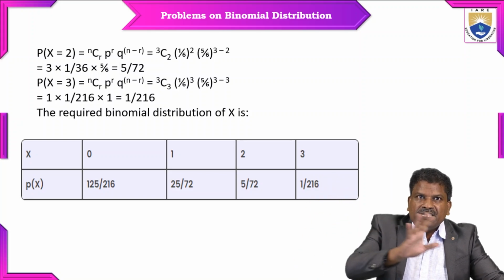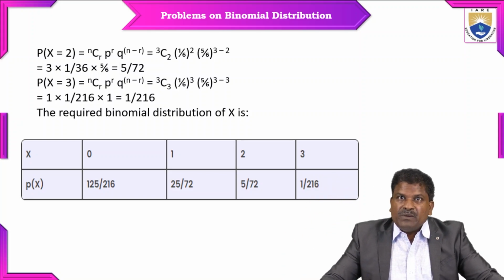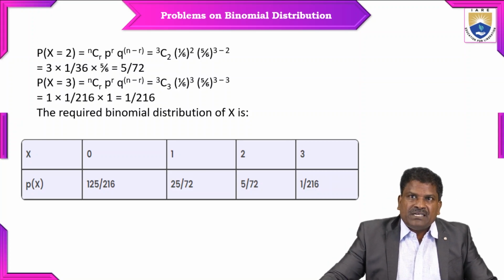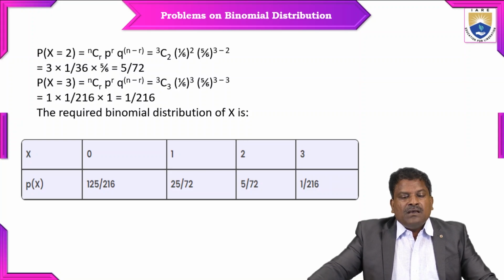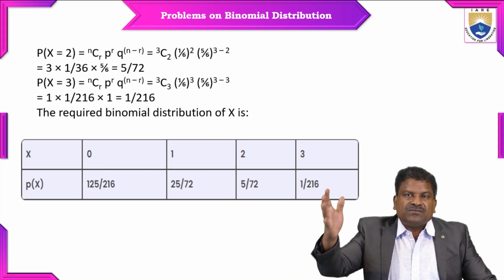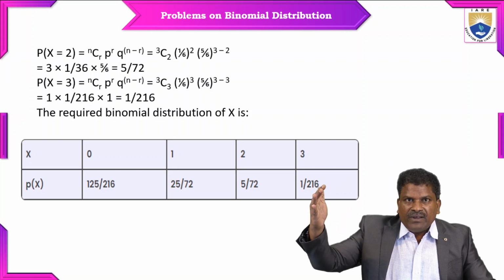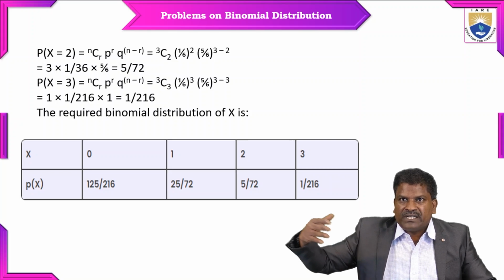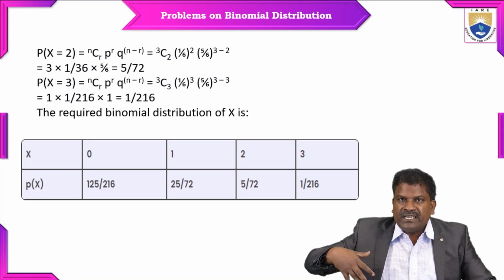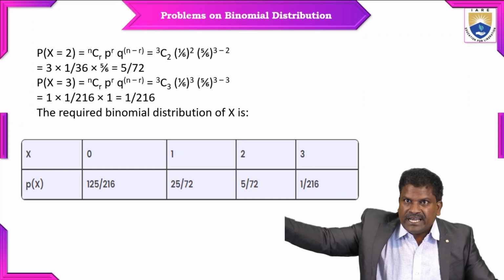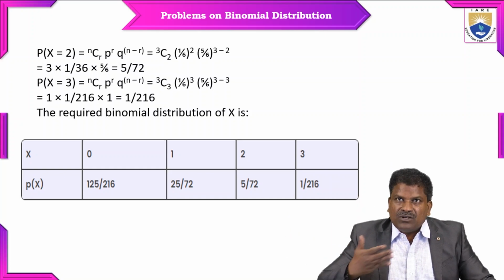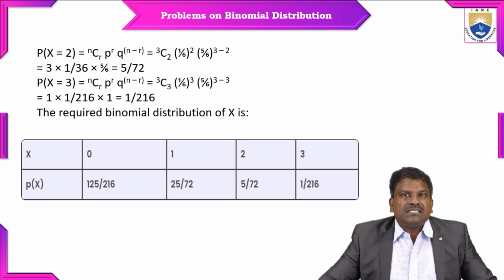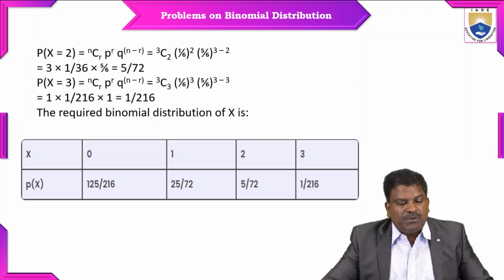All these values keep in one table. It will become the distribution. Here they are asking for the binomial distribution. Binomial distribution means for x is equal to 0, how much is the probability? For x is equal to 1, how much is the probability? For x is equal to 2, what is its probability? For x is equal to 3, what is its probability? All those things show in tabular form. It is only the binomial distribution. So here see, we kept it in this tabular form.